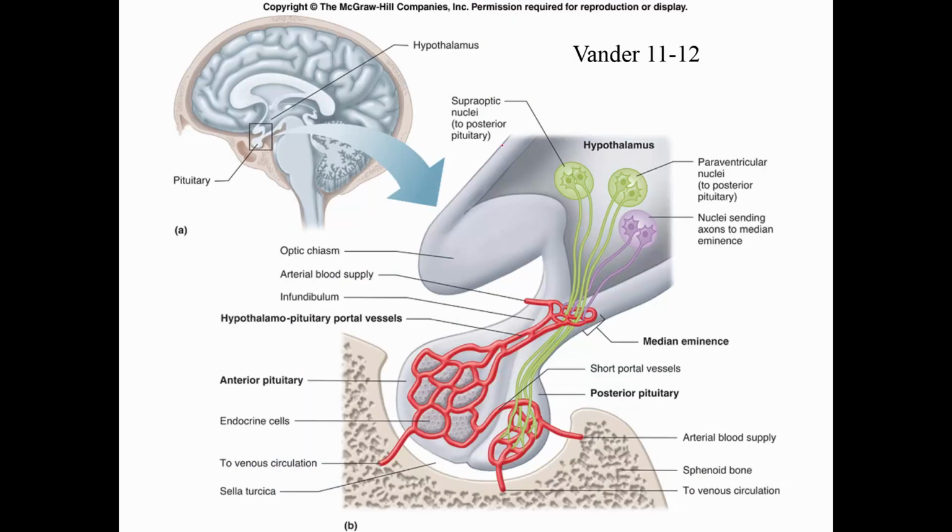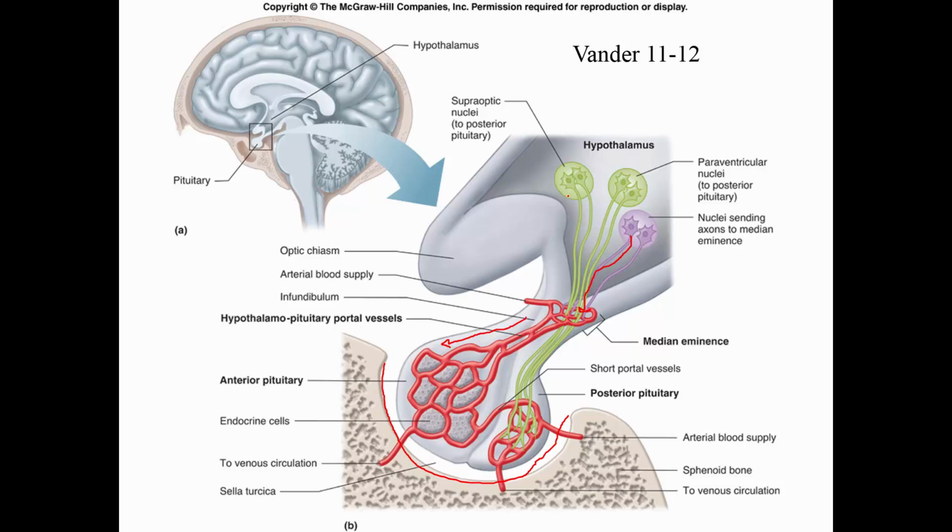Here's some pictures from Vander showing you some anatomical considerations. Notice that the anterior and posterior pituitary sit in a bony cavity. The name of it is escaping me right now. I want to say it's the sella turcica, and maybe someone in class can correct me. There are some neurons that are very short. So they send their product to a capillary bed. That product goes through a portal system to the anterior pituitary, and then the anterior pituitary is going to release hormones into the venous system.